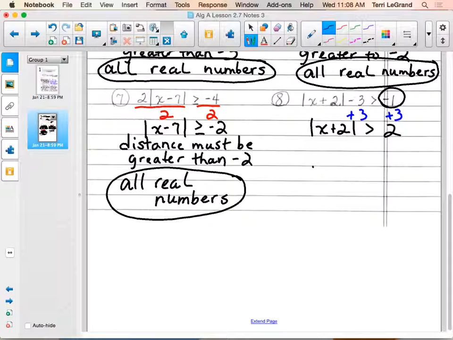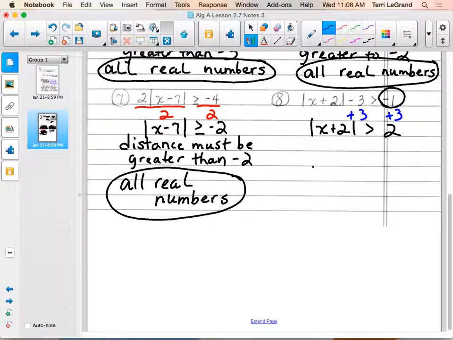This says the distance of x plus 2 has to be more than 2 units away from 0. Can we have 2 units of distance? Can we have more than 2 units of distance? Yeah, it has to be more than 2 units of distance. It can't be 2, there's no equal to bar there, right? What numbers are more than 2 units away from 0?